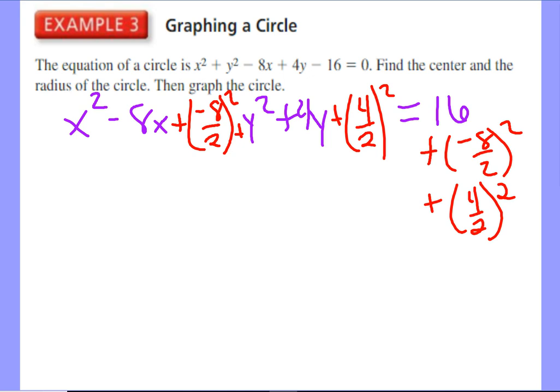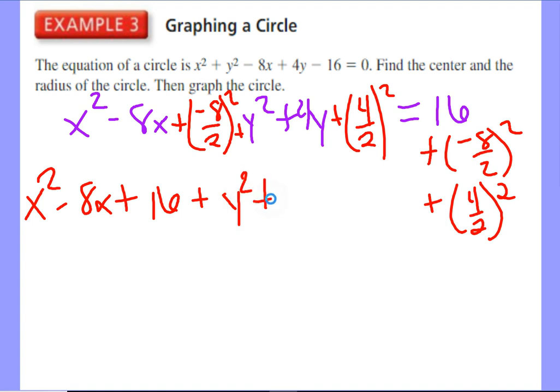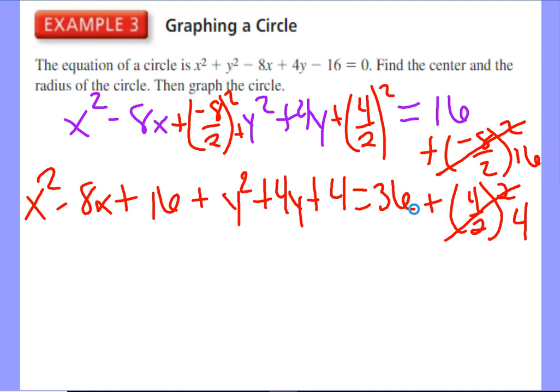Now I get negative 8 over 2, which is negative 4, so it's a positive 16. So I get x^2 - 8x + 16 here. And then I'm going to have plus, and I will do the same simplifying for my y's. So I have y^2 + 4y + 4 divided by 2 is 2, 2 squared is 4. All of this is also saying I added 16 and I added 4 to the right side. So 16 and 16 is 32, plus 4 is 36.